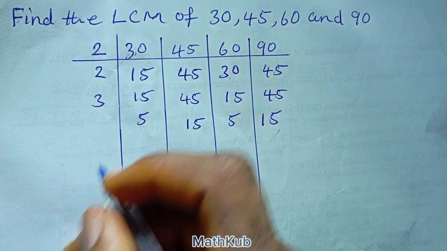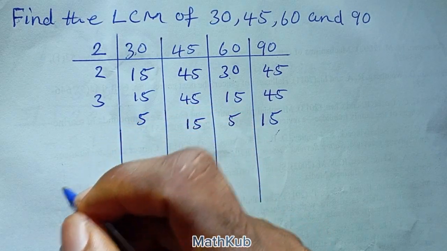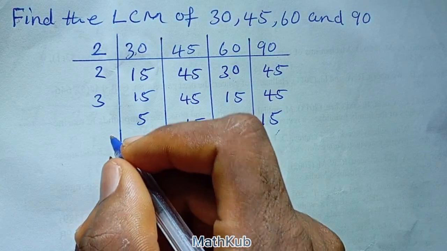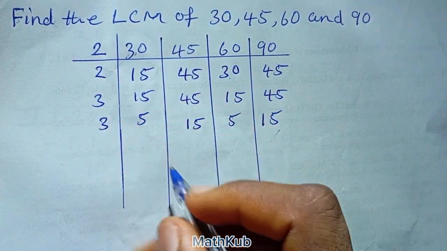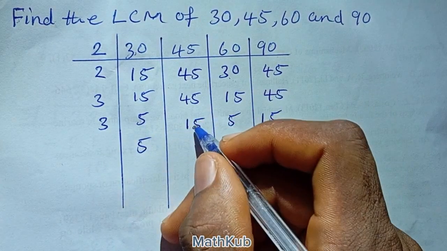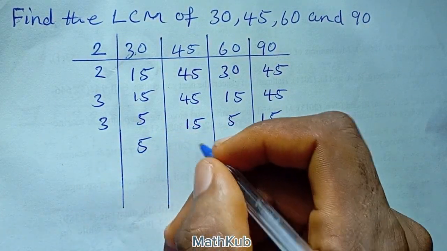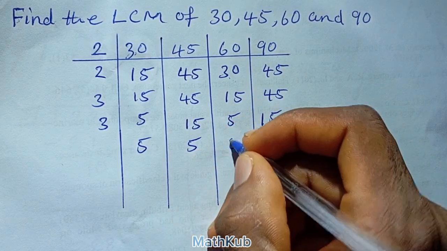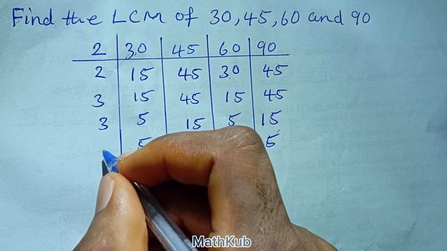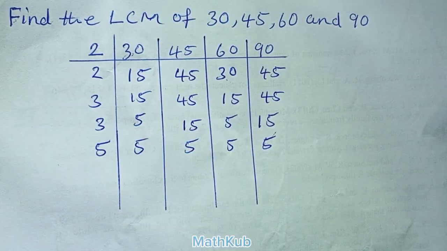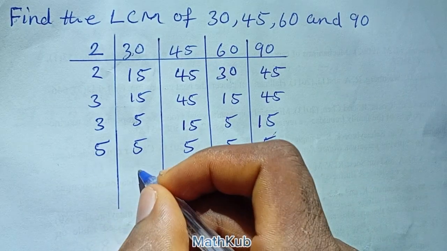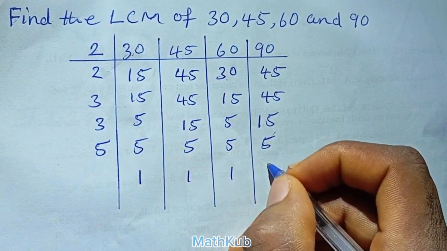Now which one can go? 3 can go again, right? 3 can go. You write 3. Now 3 cannot divide this, so we write it down. 15 divided by 3 is 5. We write down 5. 15 divided by 3 is 5. So you can see we have 5, 5, 5, 5. So the next number will be 5. We divide all of them by 5. 5 divided by 5 is 1, 1, 1, 1.